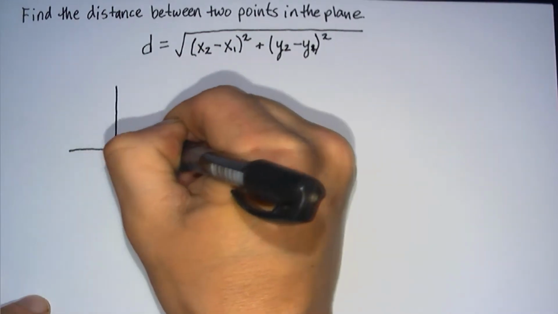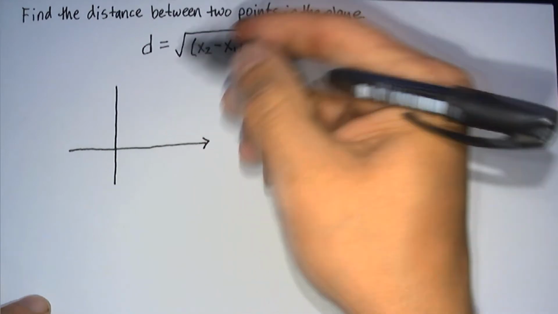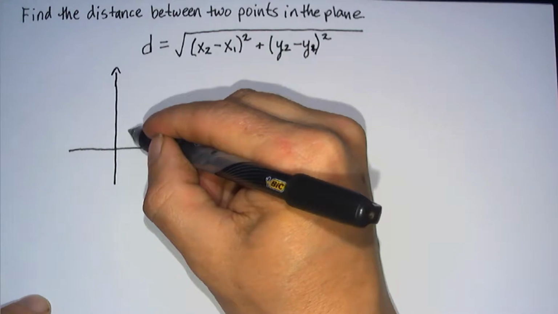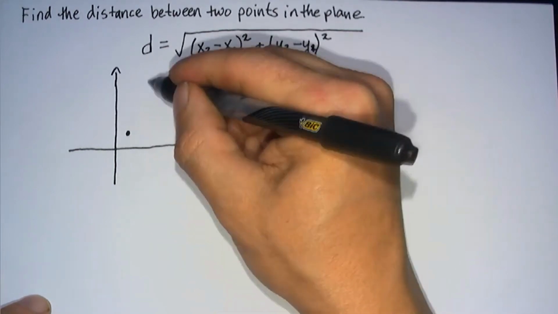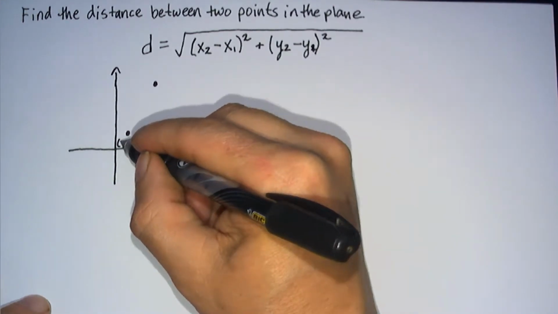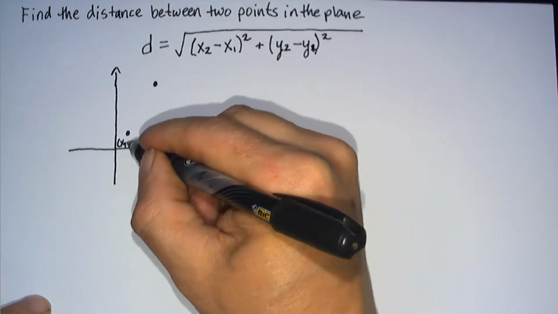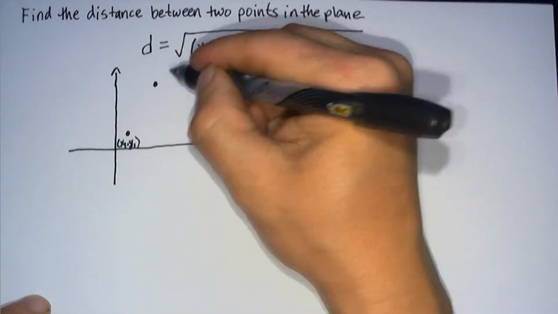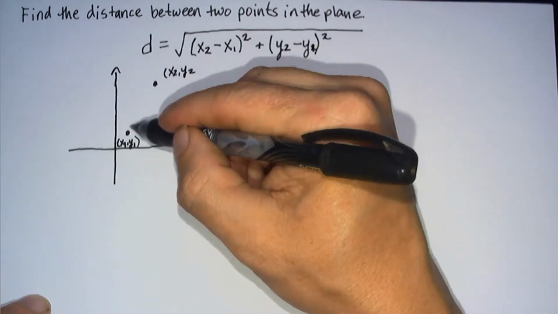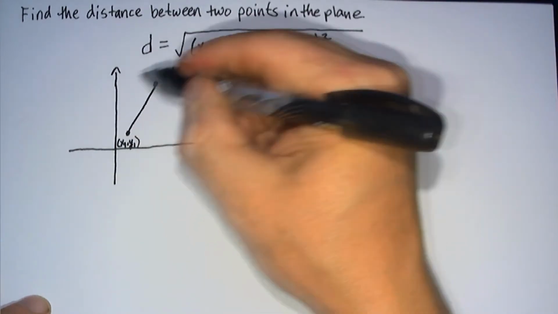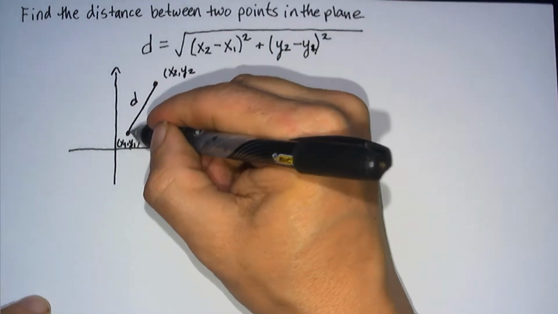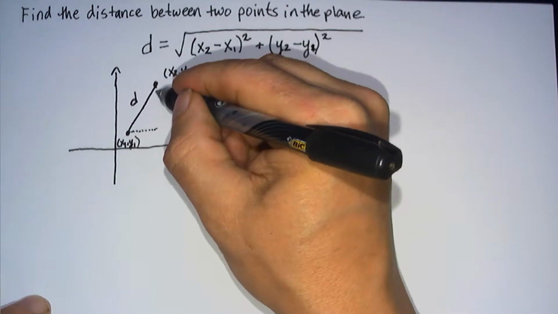So this is our graph here. Let's say we have the distance between this point and this point. This point is x1, y1, and this point is x2, y2. So what we're looking for is this distance d, and you may see off the bat that what we have here is a right triangle.